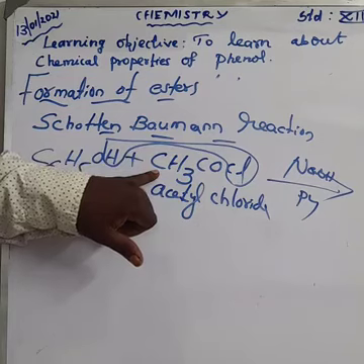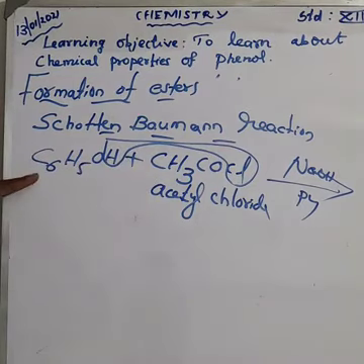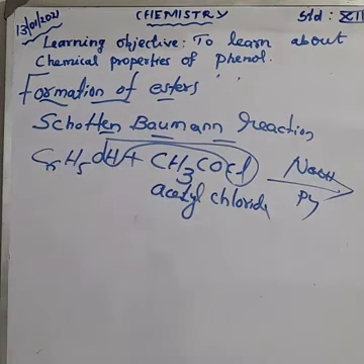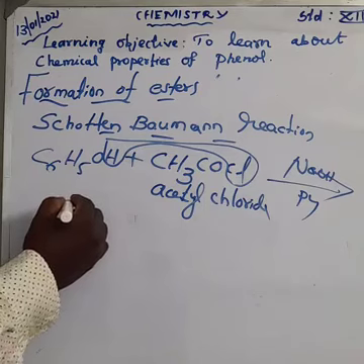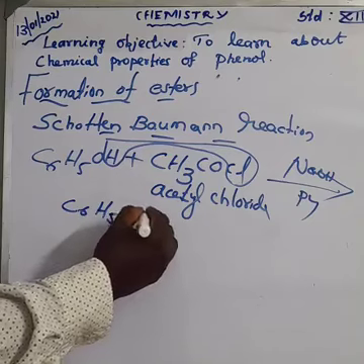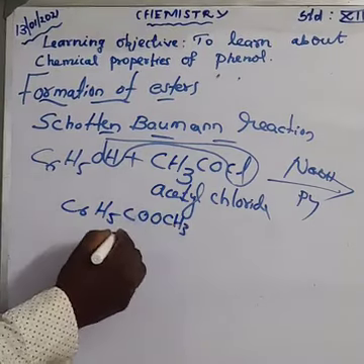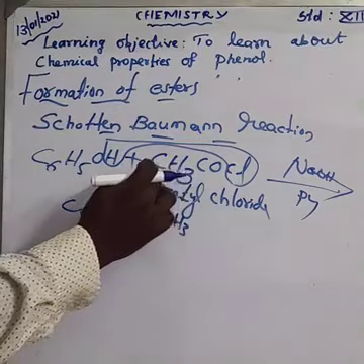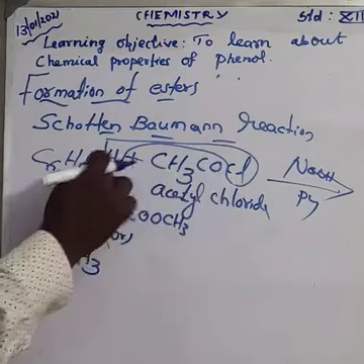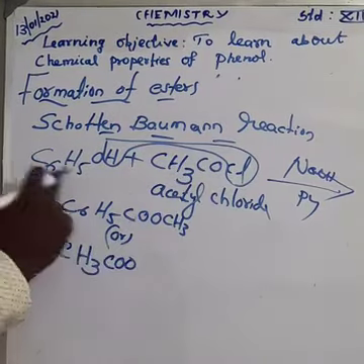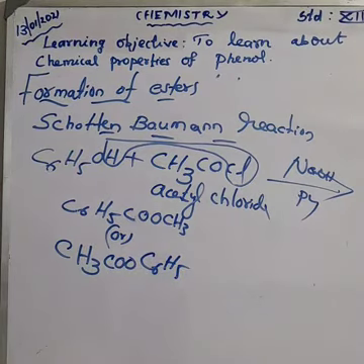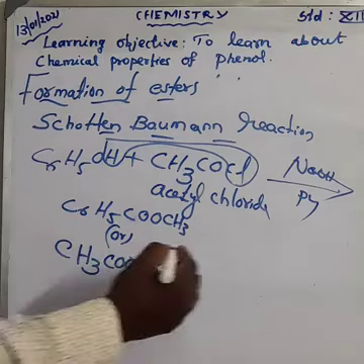C6H5OCOCH3. Otherwise we can write CH3COOC6H5. Phenyl acetate. What is the name of the compound? Phenyl acetate.